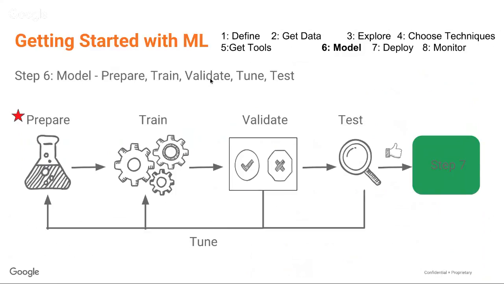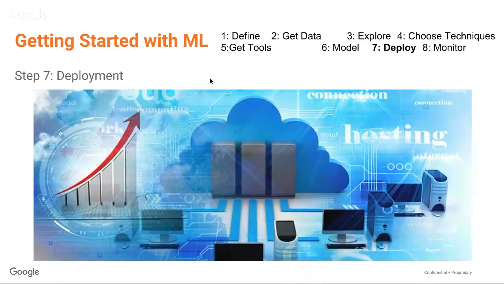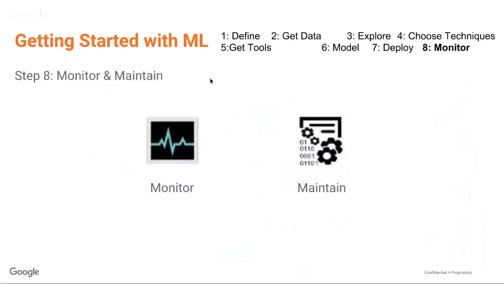Then I'll go to step 7, that is deploy. This is the most important part. Here you are basically deploying your models to the cloud host that you prefer, like Google Cloud Platform in this particular case. And after that, you just keep on monitoring and maintaining whether the model is performing correctly or not, and if there's an issue, how you can sort it out.